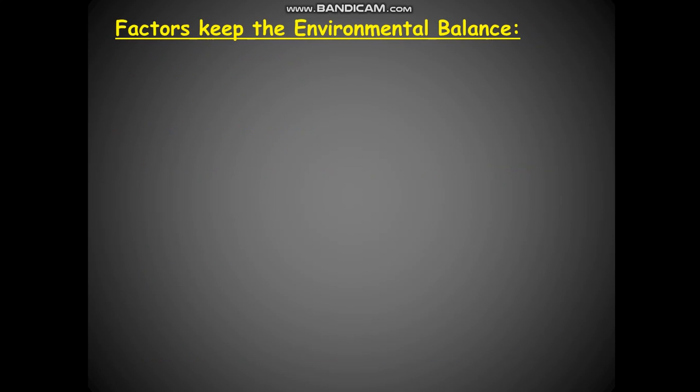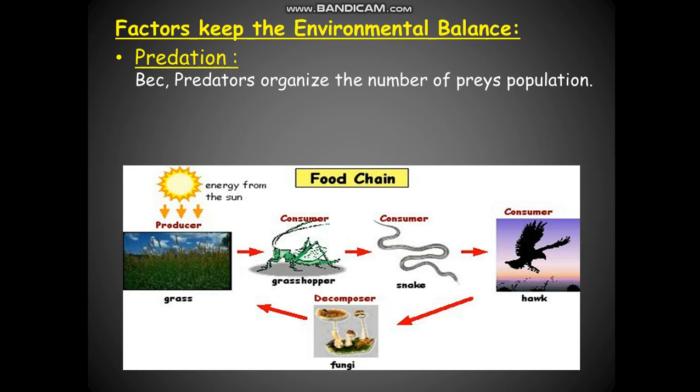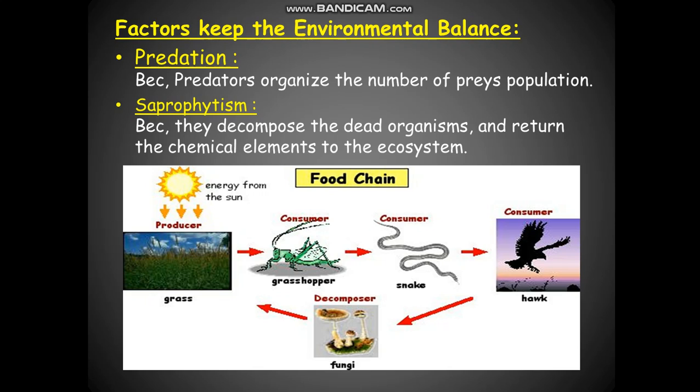What are the factors that keep the environmental balance? Okay, to keep the environmental balance, we have to keep the food chain. We have to keep the producers without cutting trees, so the consumer will eat the producer, then it will face predation. And predation keeps the environmental balance because predators organize the number of the prey population.